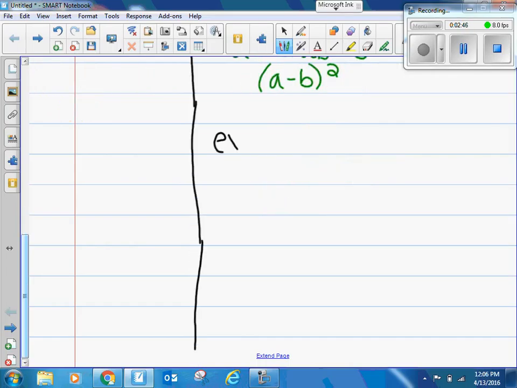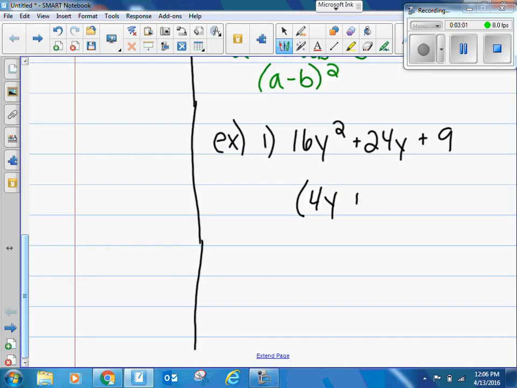Might look like this. So if we have 16y squared plus 24y plus 9, we can factor that to 4y plus 3 squared. So we get the 4y from this first term. Square root of 16 is 4. Square root of y squared is y. This term right here comes from the 9, the square root of 9. And then you would have to recognize where the 24 came from.